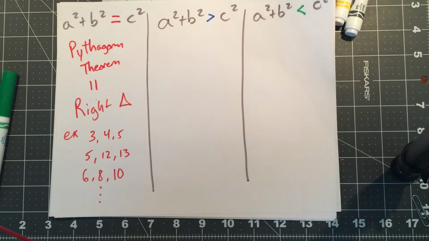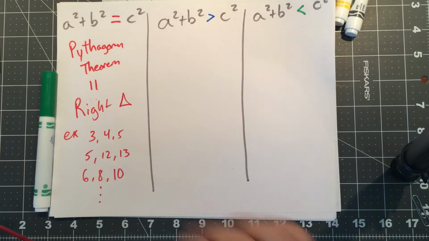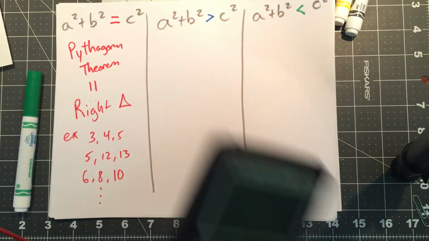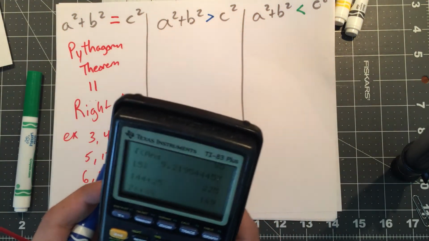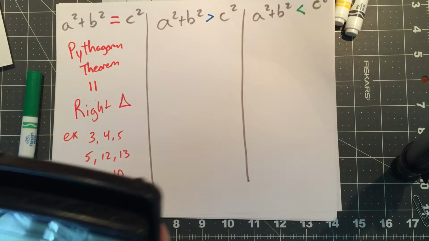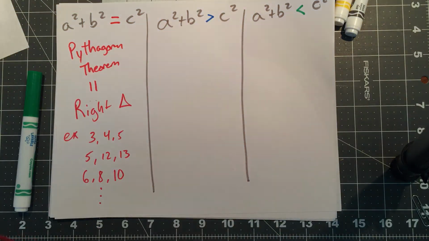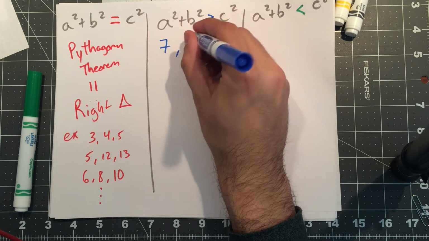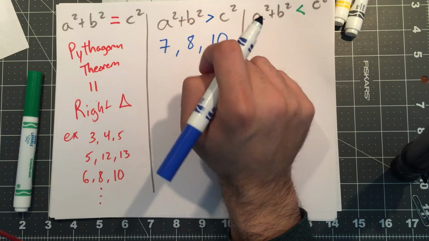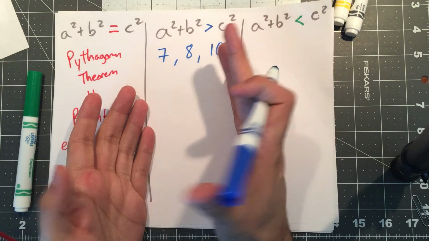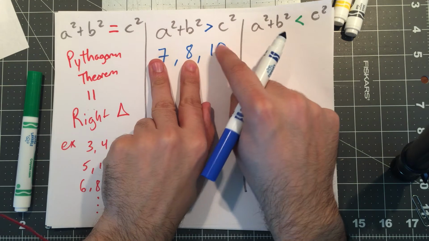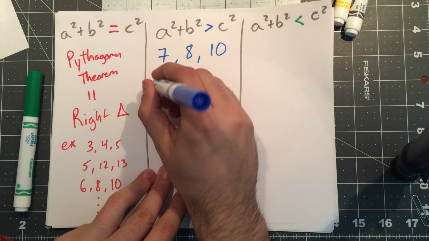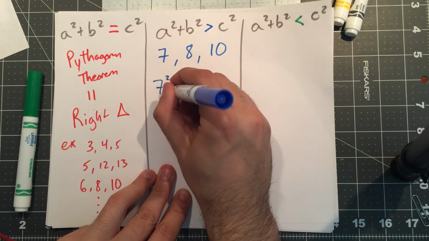What this looks like, oh, I need blue. What this looks like is something like this. I'm going to come up with the answer before I do this. All right, let's say we have the triangle 7, 8, and 10. Now, we know that's a triangle. We know that works because 7 plus 8 is bigger than 10. That was from last semester. But we know it's also not a right triangle.